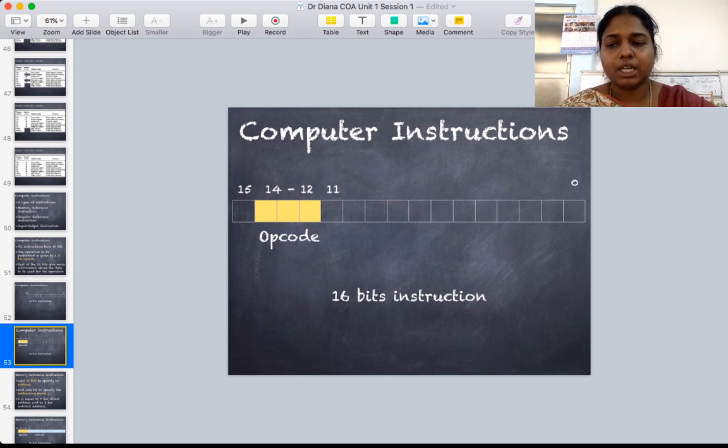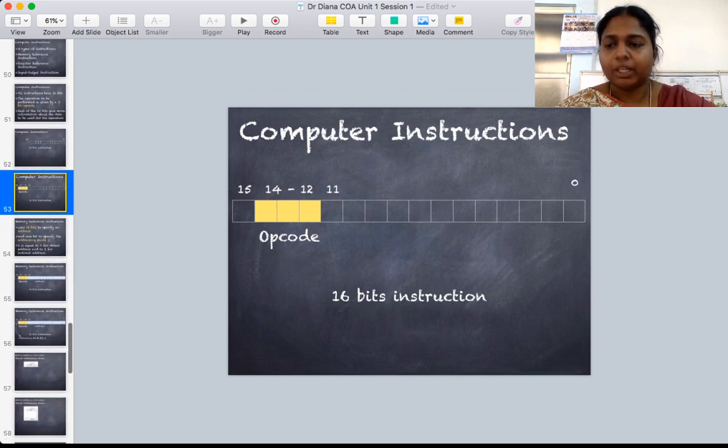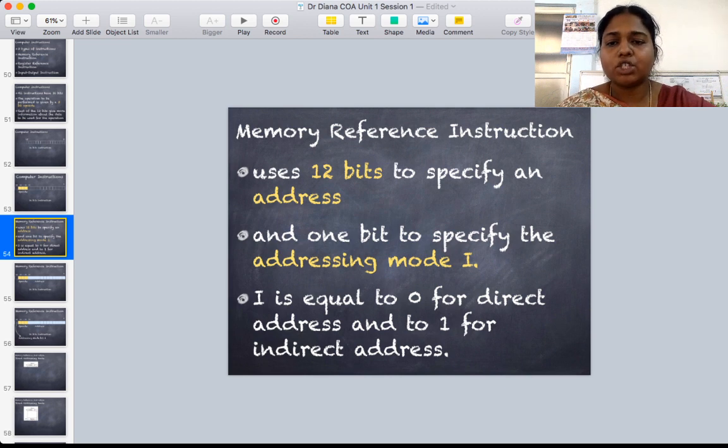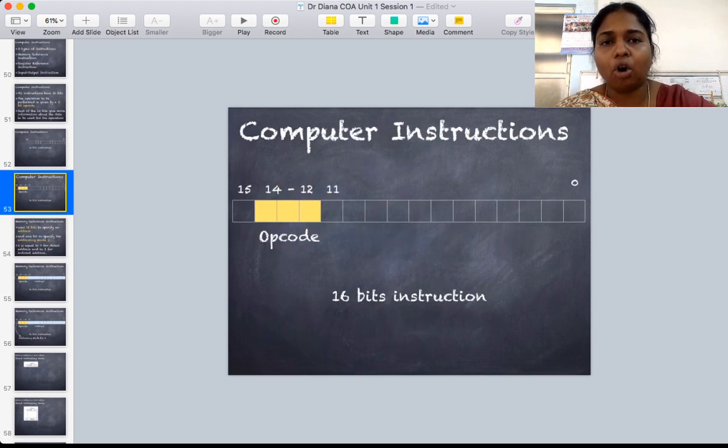Bits 0 to 11 are used to hold the address, and the 15th bit is used for indicating the mode of the operation. Now, this 12 to 14 opcode bit set is going to be common for all the types of instruction. The 15th bit is a reserved bit, 14 to 12 is used for the opcode, and 0 to 11, which is 12 bits, is used for the address.